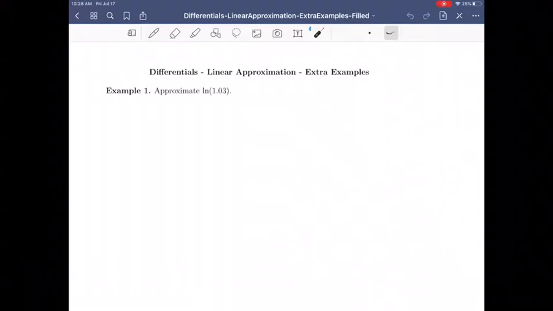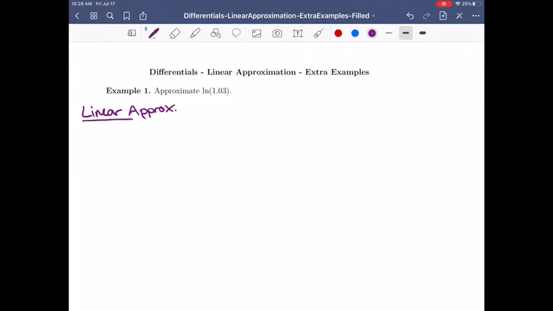In this video, we're going to do some extra examples of approximating quantities or changes in quantities using a linear approximation and/or differentials. So the first one, we want to approximate ln of 1.03. So I gave myself lots of room, so I'm actually going to do both methods. I'm going to start with the linear approximation.